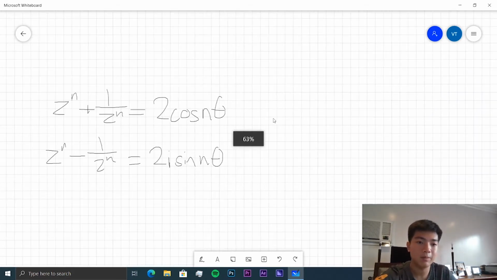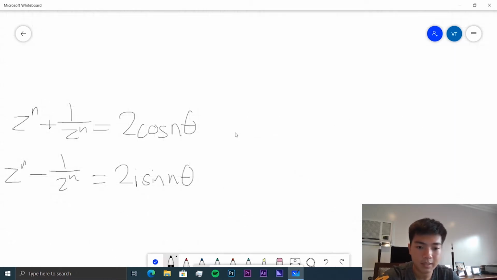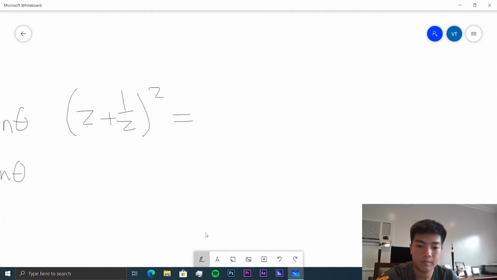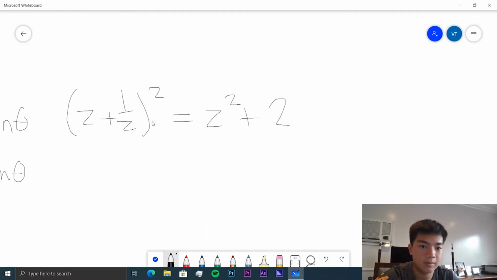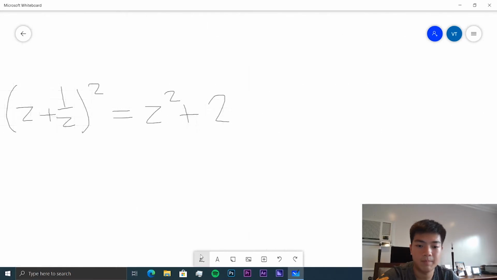For example, we want to prove the double angle theorem. So if we square this, say z plus 1 over z squared is equal to z squared plus 2, I think it's plus 2, yep, plus 1 over z squared.